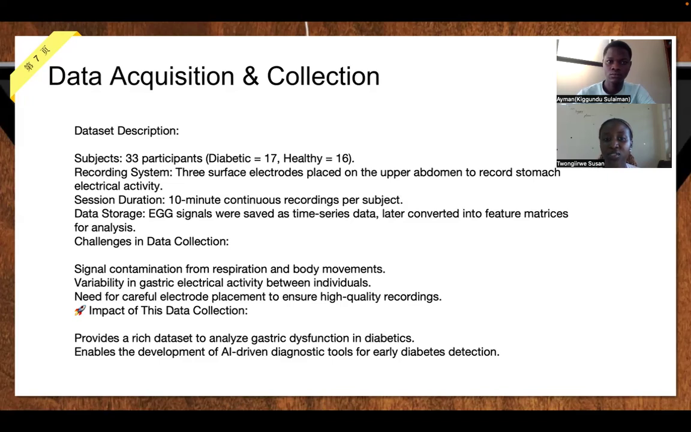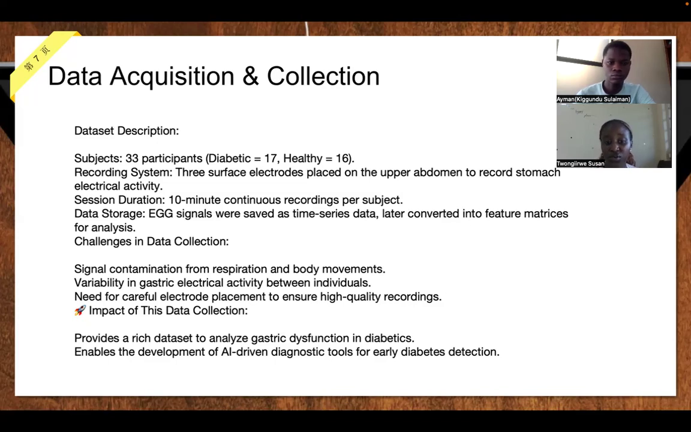Then data acquisition and collection. Remember, we have all subjects. Some are healthy, others are not. So the recording system: 3 surface electrodes placed on the upper abdomen to record the stomach activity. The duration will be 10 minutes per recording per subject. Then storage: the EGG signals are saved as time series.